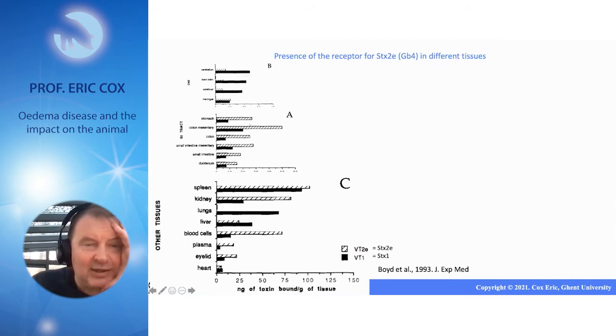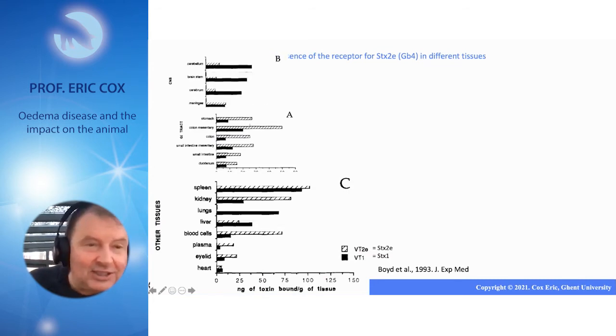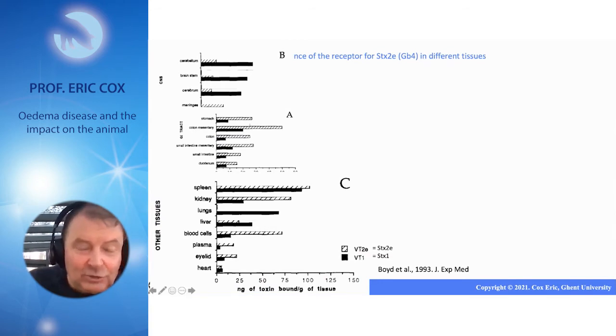And I made the upper part of the slide very small. That's because the concentration of binding in the brain tissue is very low. It increases in the gastrointestinal tract, and it's largest in the other tissues. But I enlarged it a little bit, so you see here the two toxins. The VT2E is the Shiga toxin 2E, that is the toxin of the piglet strains. And the VT1 is the Shiga toxin 1, which is a toxin produced by ruminant strains.